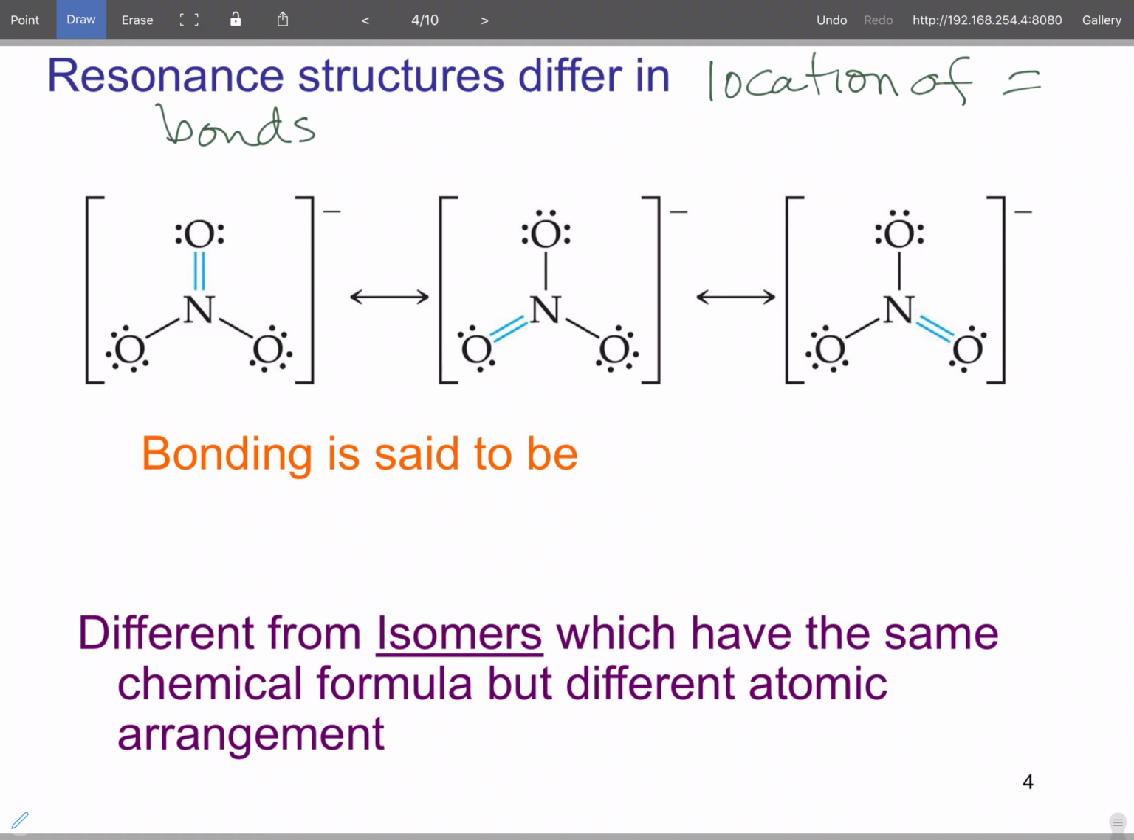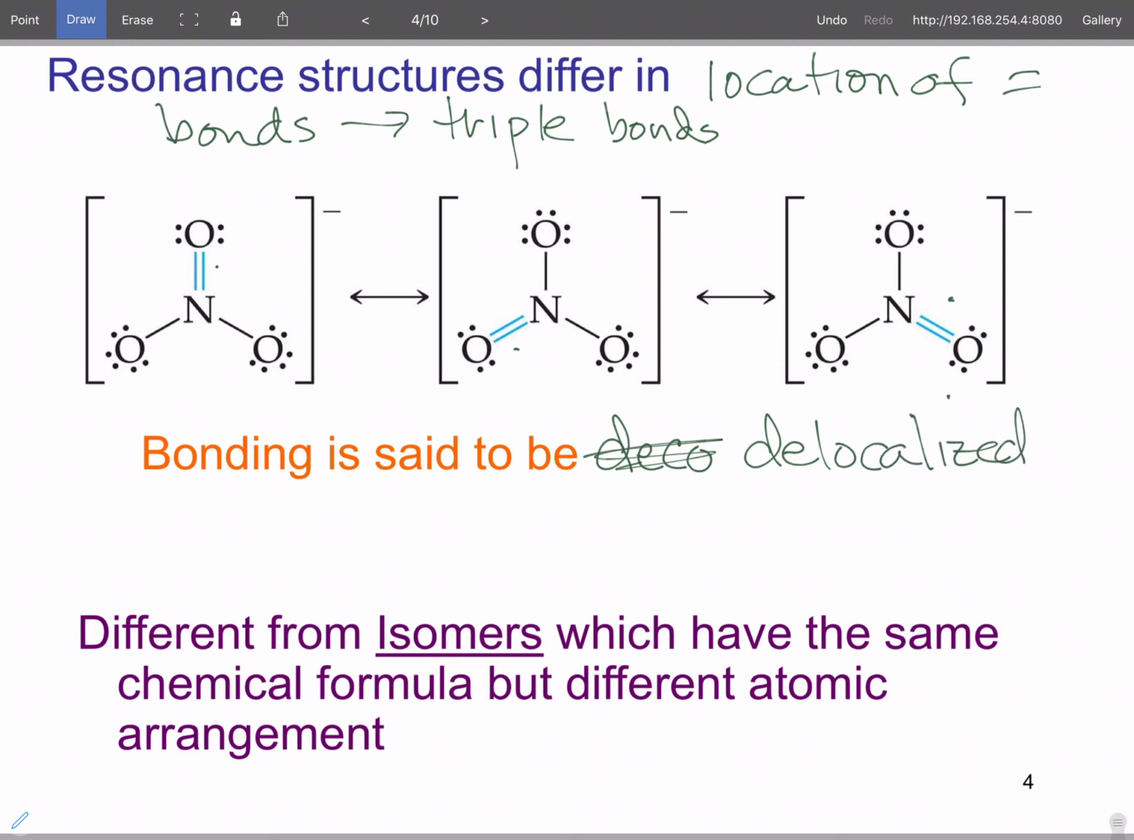This also applies to triple bonds. Single bonds cannot move, but you can move double and triple bonds around. In this case, the double bond is here, then it's here, then it's here, so it keeps rotating around. In this particular case, we have 3 different options available. Because the electrons are moving, we say the electrons are delocalized.